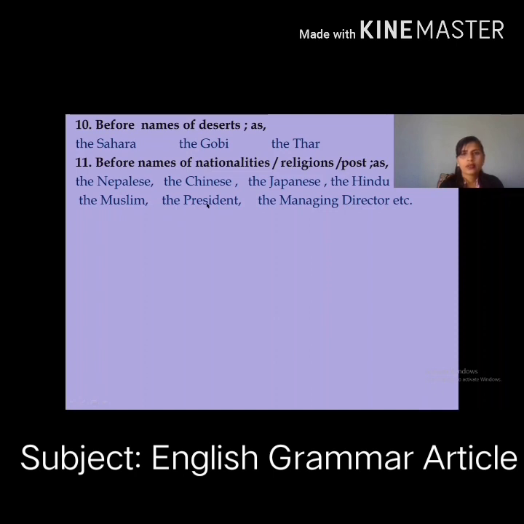Like post. Example, president, managing director, head teacher. Before the post, we have to use article the and say the president, the managing director, etc. The is used before parts of the day. Look at the example. Morning, afternoon, evening are the parts of the day. So, we have to use article the before these nouns and say the morning, the afternoon, the evening.